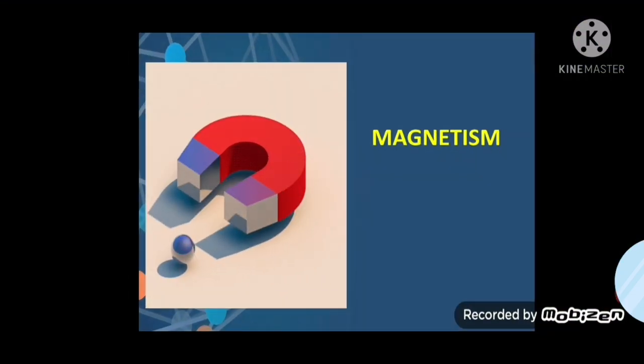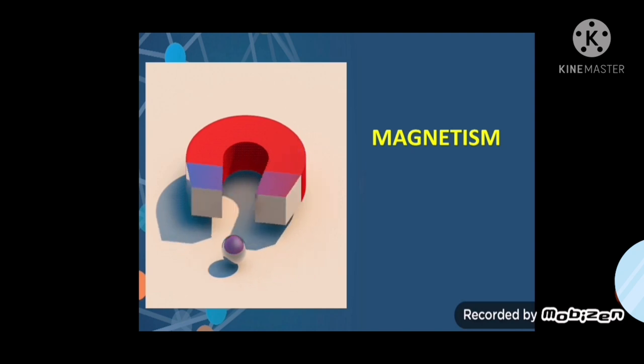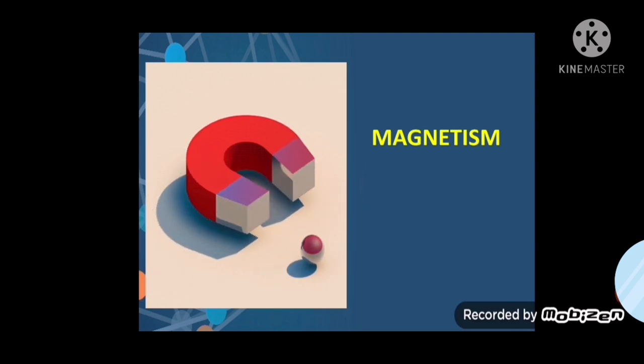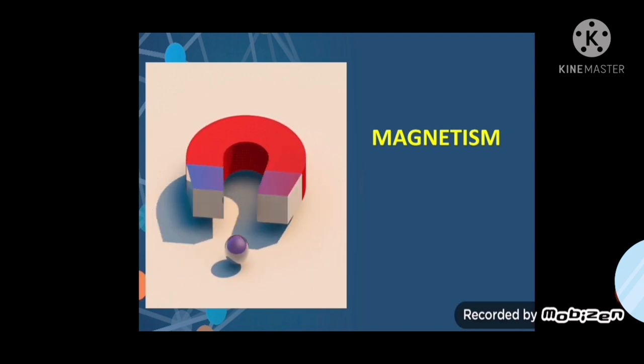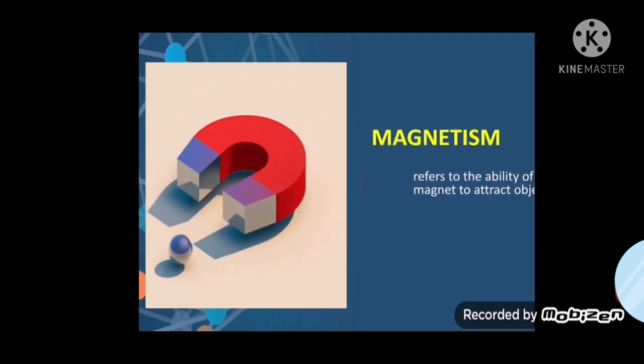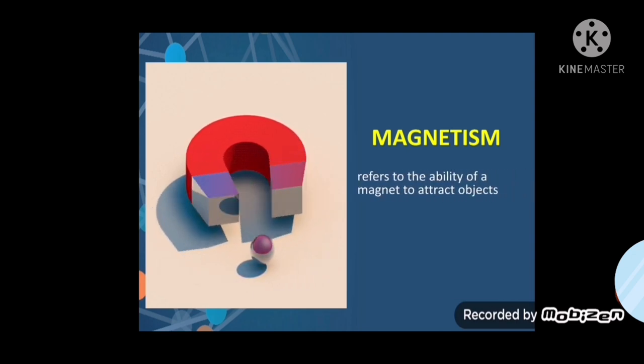Let's now define magnetism. Magnetism refers to the ability of a magnet to attract objects. It is a kind of force exerted by a magnet.